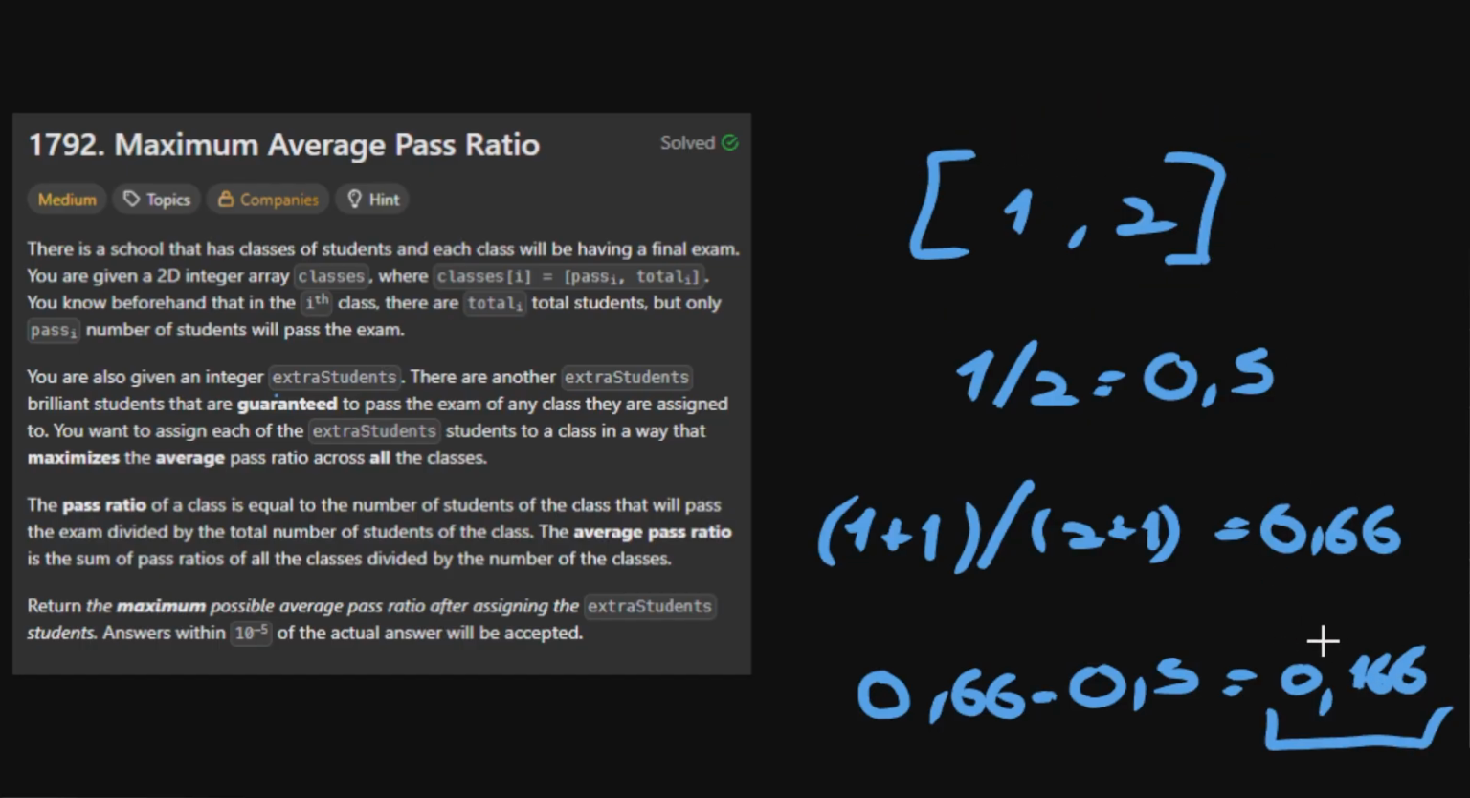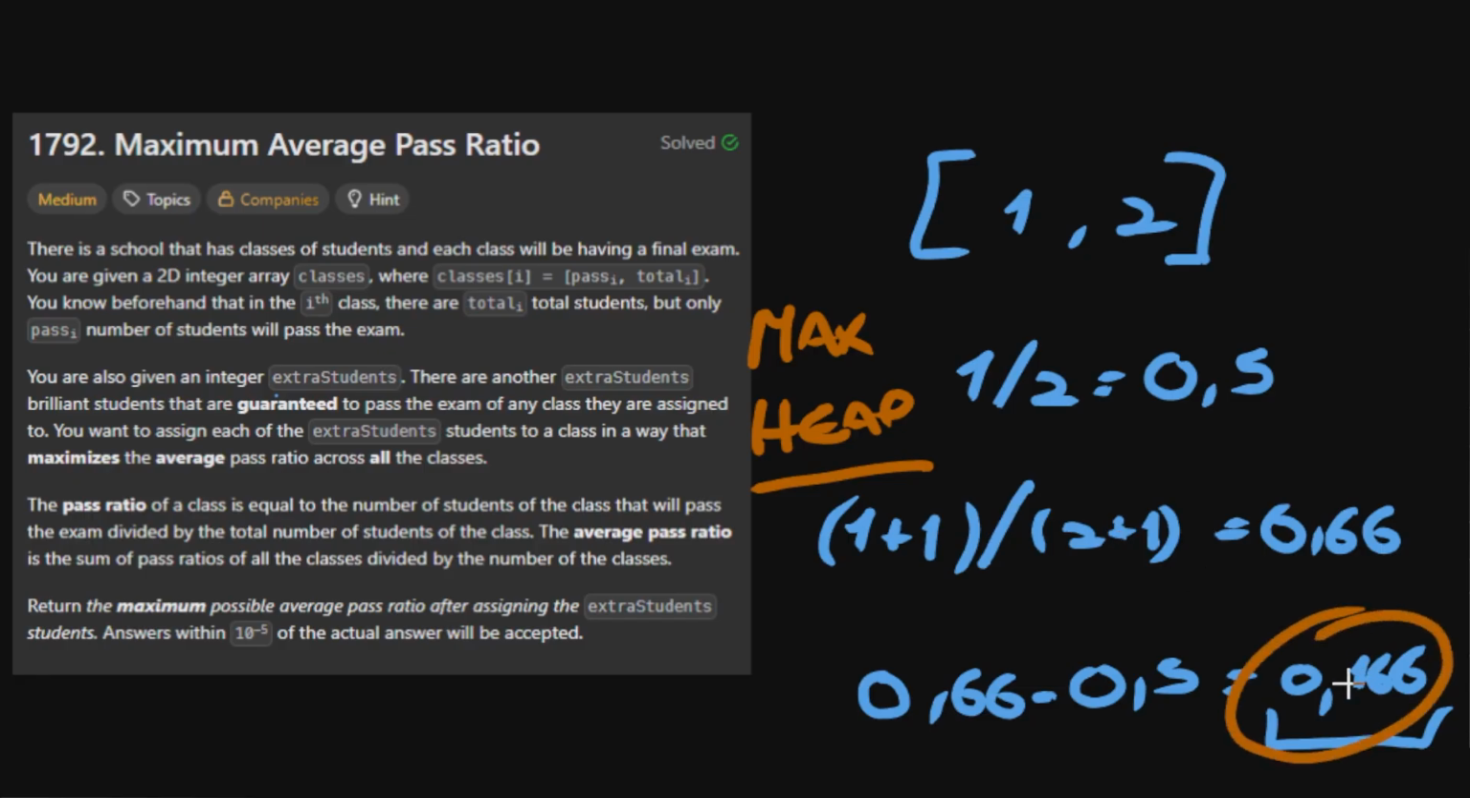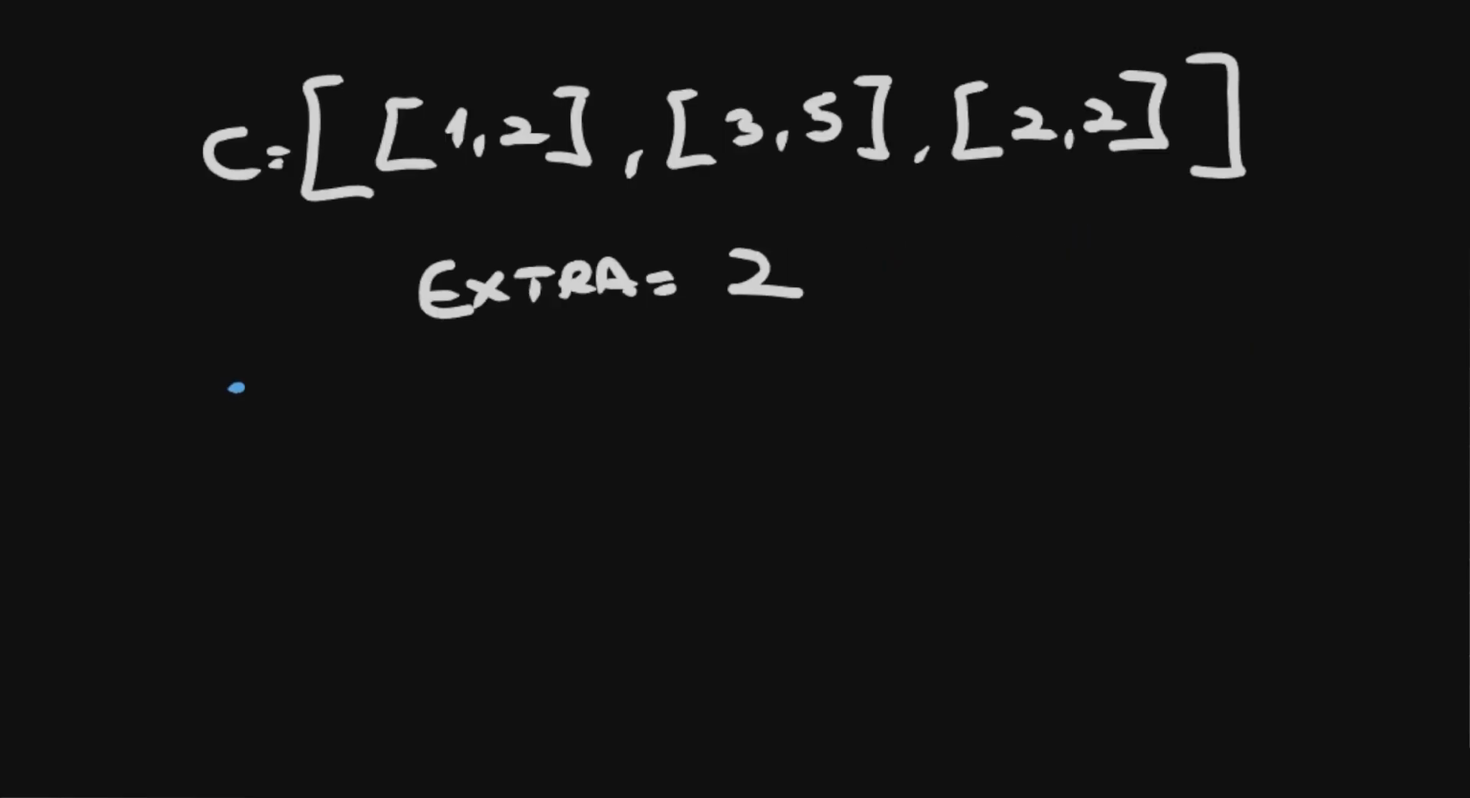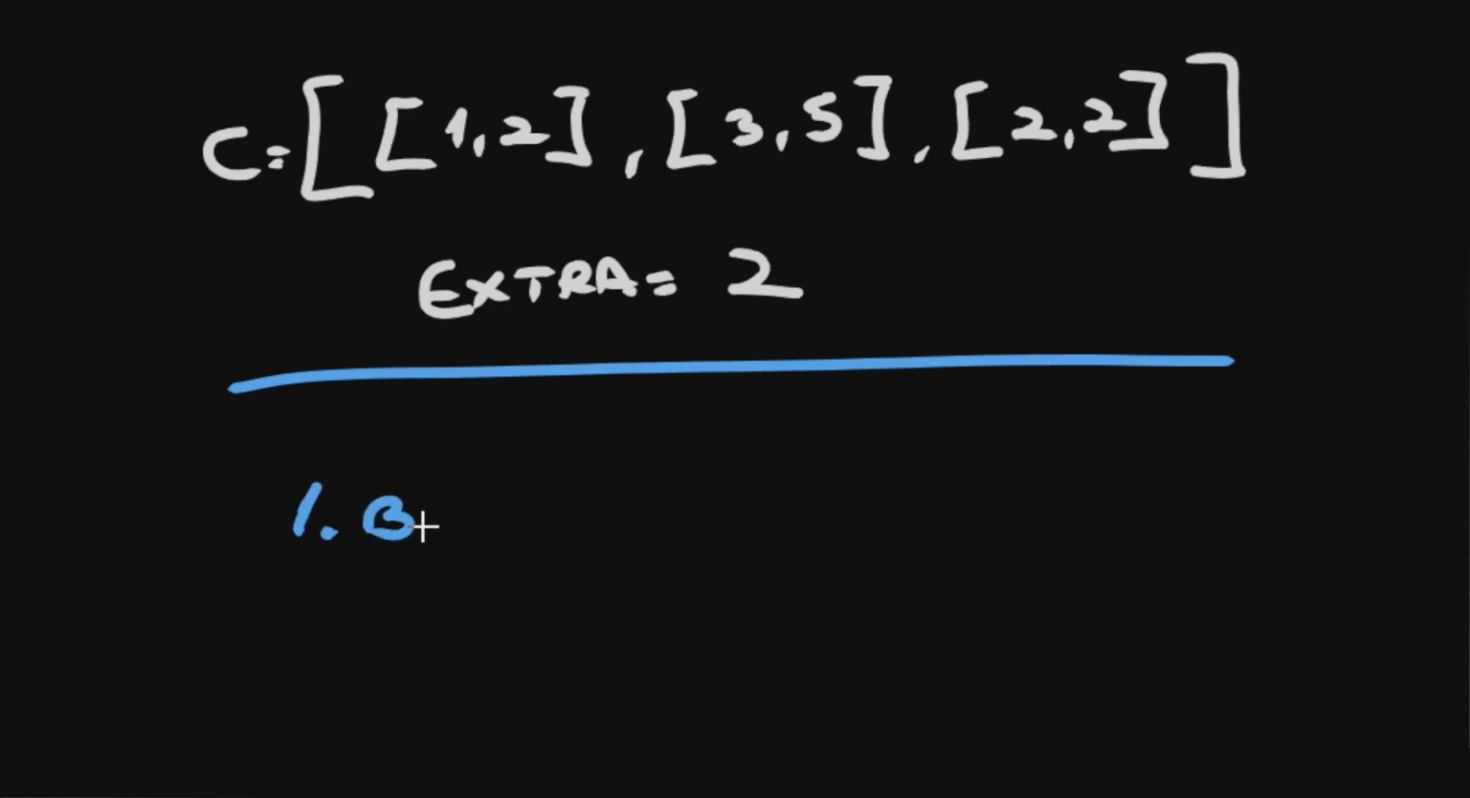And this is the key for this problem. We can take this contribution and build a max heap based on this contribution, and each time we add a new student to the top of our max heap. Let's see how this works. Let's say we have this input. The first step is to build a heap.